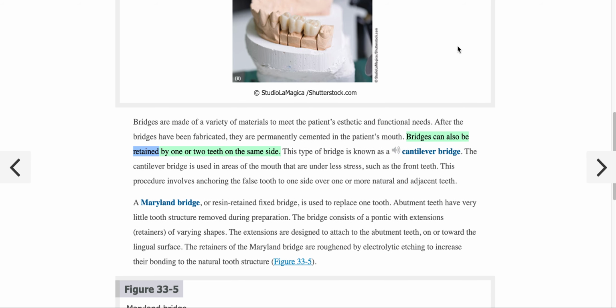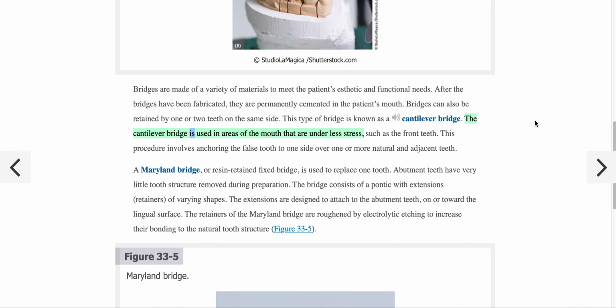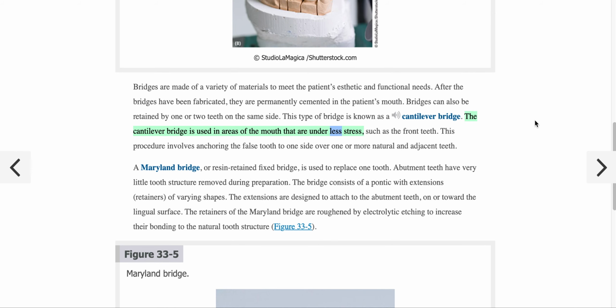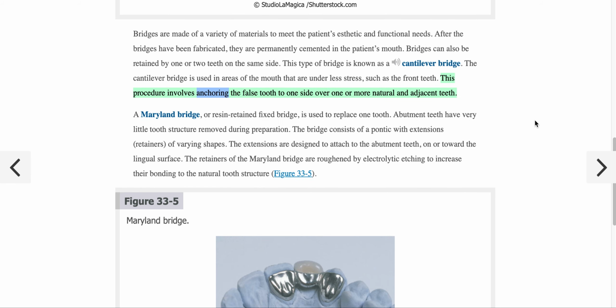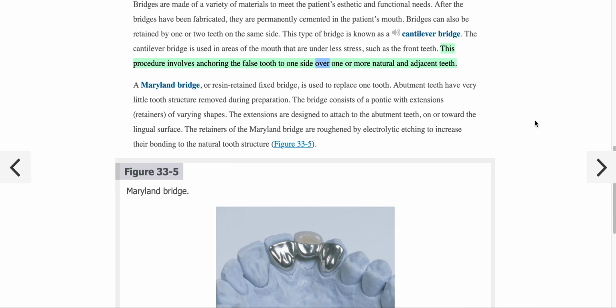Bridges can also be retained by one or two teeth on the same side. This type of bridge is known as a cantilever bridge. The cantilever bridge is used in areas of the mouth that are under less stress, such as the front teeth. This procedure involves anchoring the false tooth to one side over one or more natural and adjacent teeth.